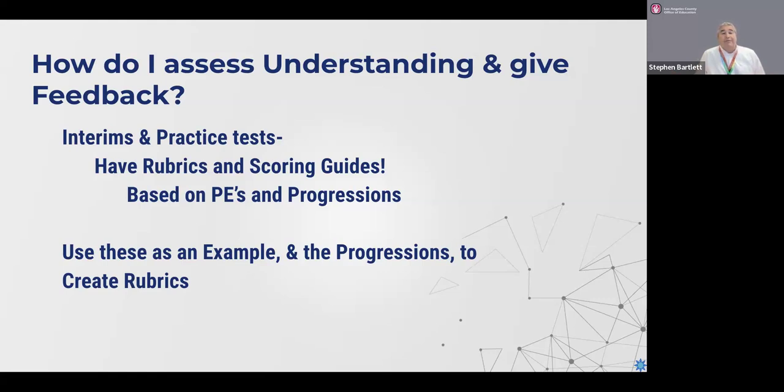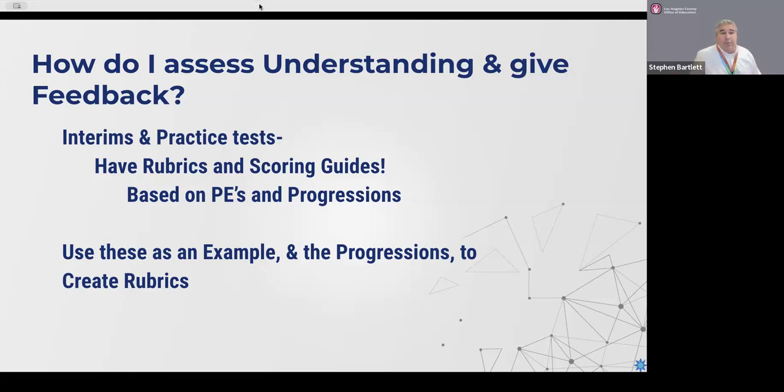But practice tests and interim assessments both have rubrics and scoring guides that you can use as examples. And I'll drop a link here in the chat to both of those resources. The first link goes to the rubrics and scoring guides for the practice tests. Those are openly available and a little bit easier to get to.